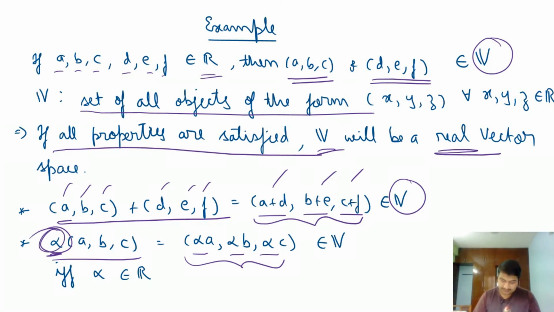And similarly, if alpha is real, then alpha A, alpha B, alpha C are also going to be real, and therefore they will also belong to the vector space, to the set V. We haven't yet verified all the properties, so we cannot say that it's a vector space still. This will be true only if alpha belongs to the set of real numbers, and therefore this is defined over a real field. All right.